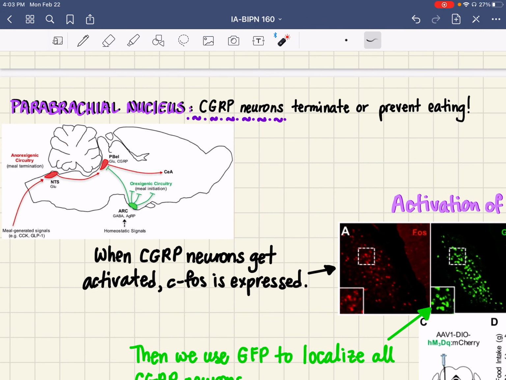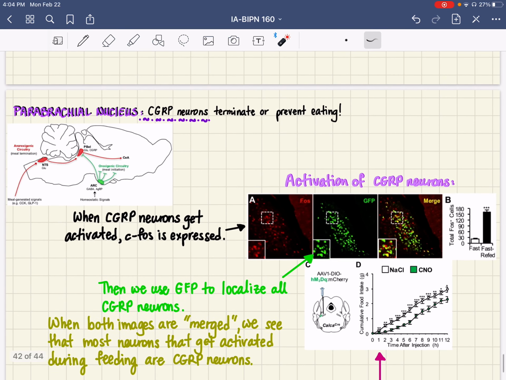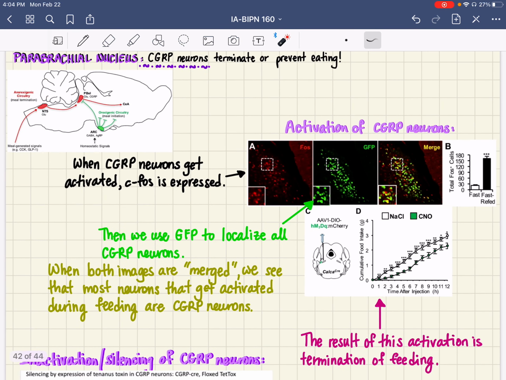Okay, AGRP neurons are for making the mouse eat. So of course, when the mouse is feeling like it needs to eat, when these neurons are activated, they will inhibit the neurons that terminate eating. Again, we will be going over some activation and inhibition of these neurons in different studies to see how these functions are shown. So in this experiment right here, they have activated the CGRP neurons.